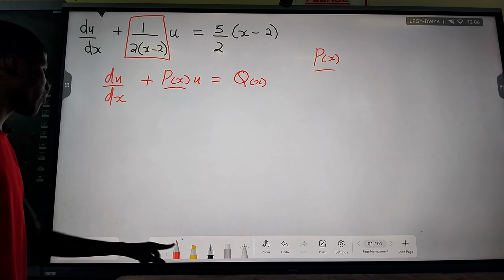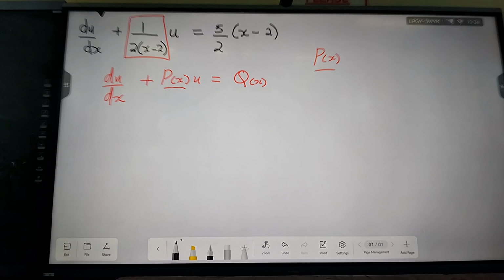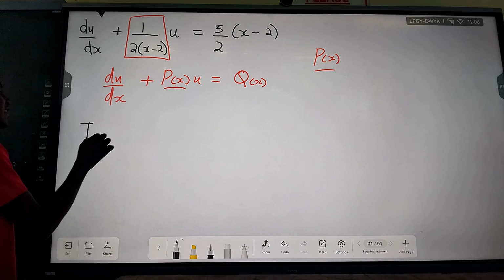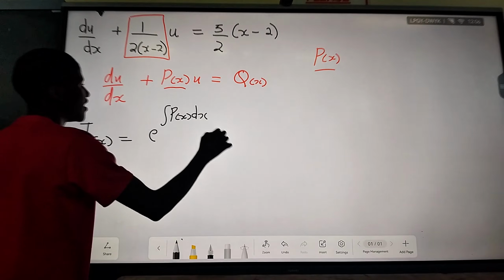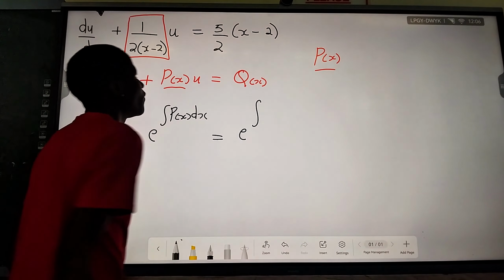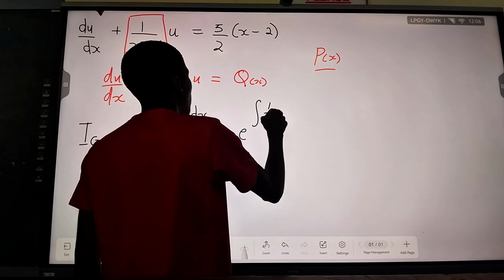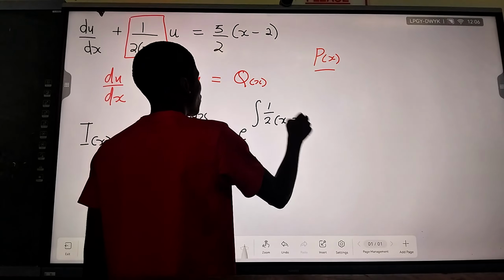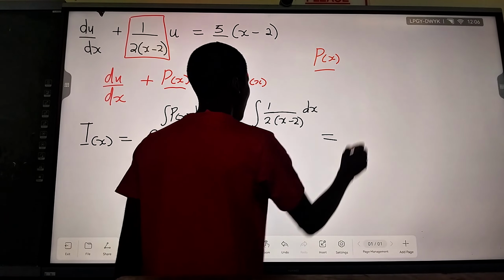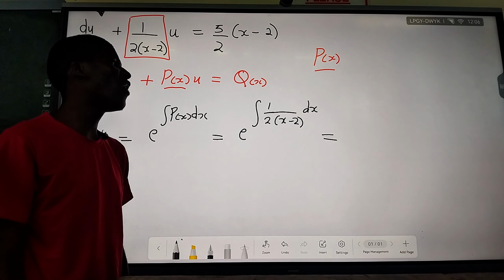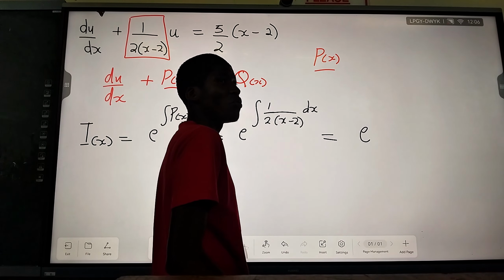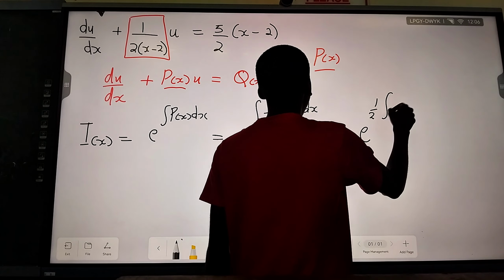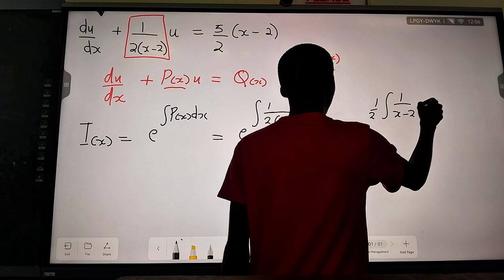So now, what do we do if we have a linear differential equation to solve? We take the integrating factor. The integrating factor is given by e to the power of the integral of p(x) dx. So this is e to the power of the integral of 1 over 2(x minus 2) dx. Please know how to integrate rapidly. 1 over 2 is a constant, so this is 1 over 2 times the integral of 1 over (x minus 2) dx.